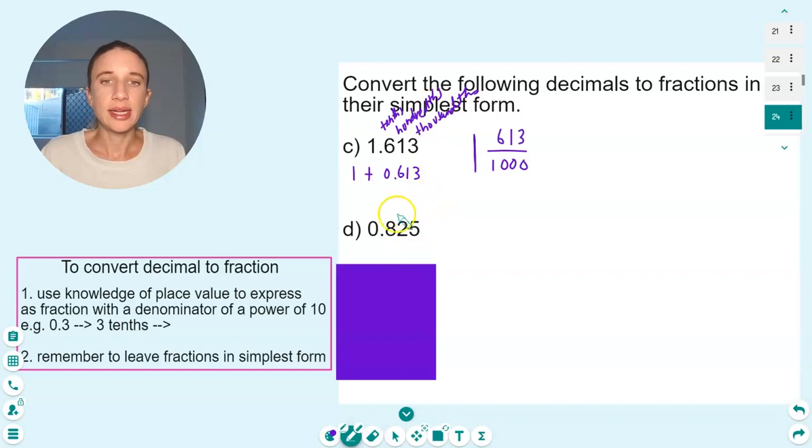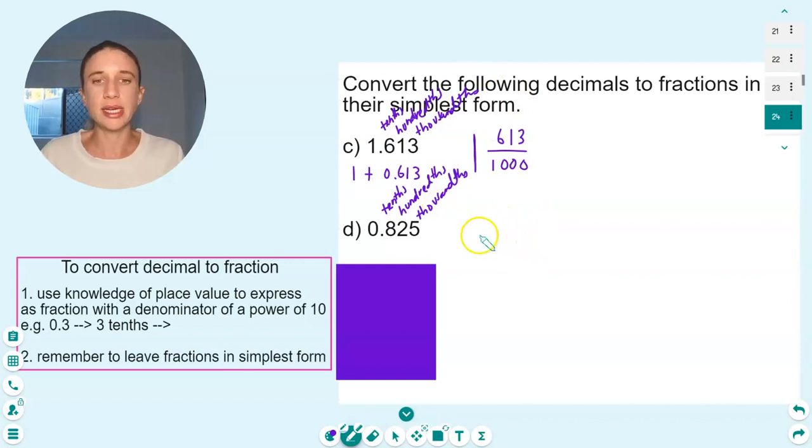0.825. So again, label your place value columns. That's the tenths, hundredths, thousandths. So it's going to be whatever that last digit is that you wrote, that's the column that we're going to write down as our denominator. So this number, 0.825, could be written as 825 thousandths.